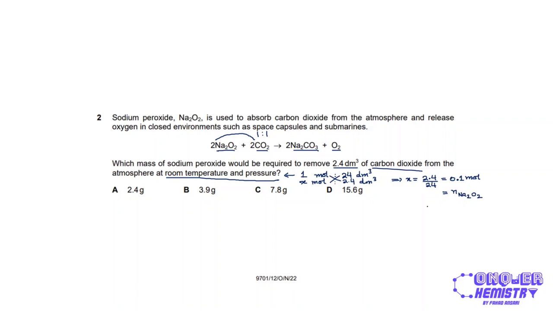Now the next thing to do is to find the mass. So that is easy enough. We can find the Mr of sodium peroxide first. That's going to be 2 times 23, that's the Ar of sodium, plus 2 times 16, which is the Ar of oxygen. So this is going to give us 78. And so we know that 1 mole of sodium peroxide has a mass of 78 grams. So what will be the mass of 0.1 moles of sodium peroxide? We can just cross multiply this, and Y will end up being 78 times 0.1, and that turns out to be 7.8 grams. And so that's going to be option C that is going to be correct in this case.